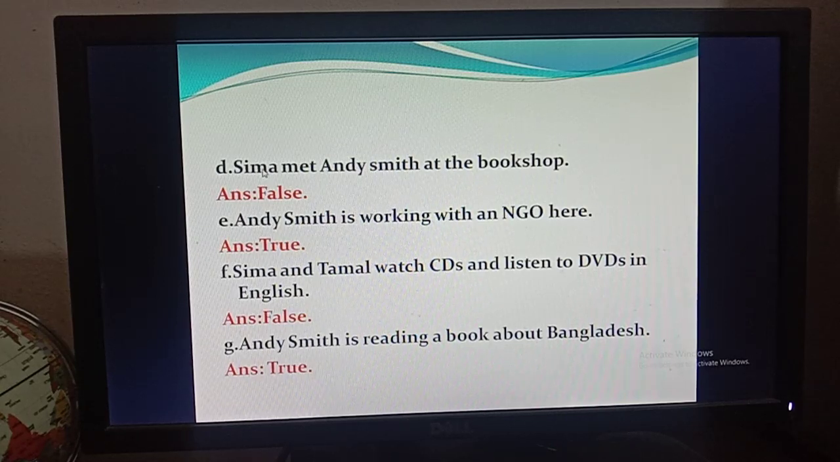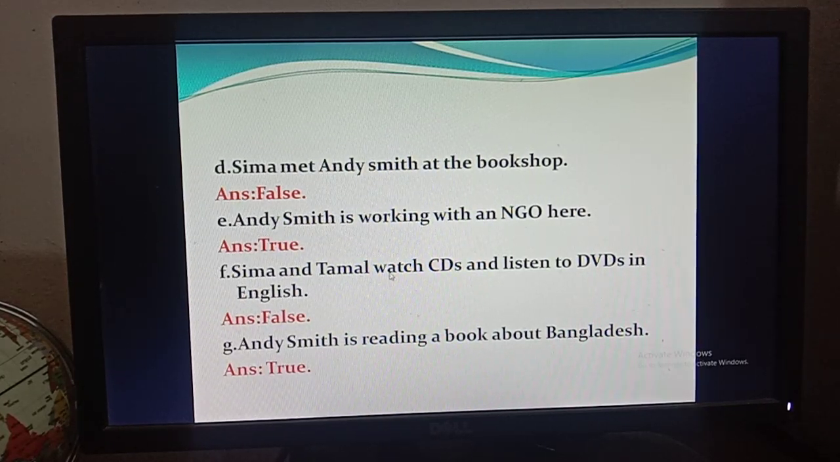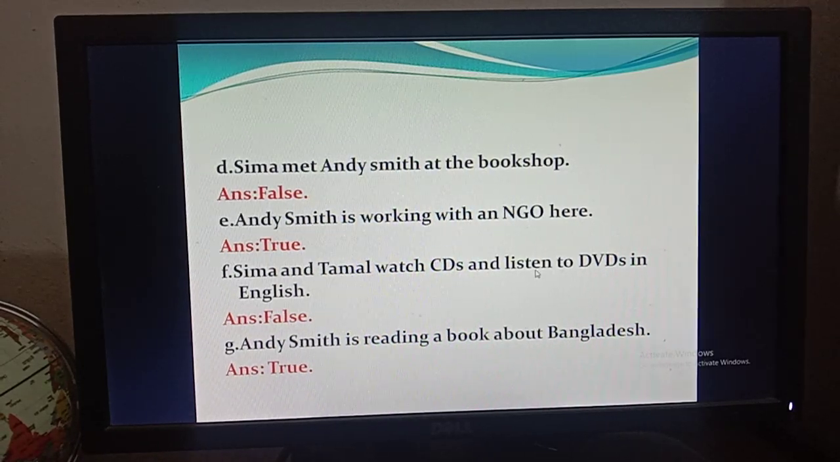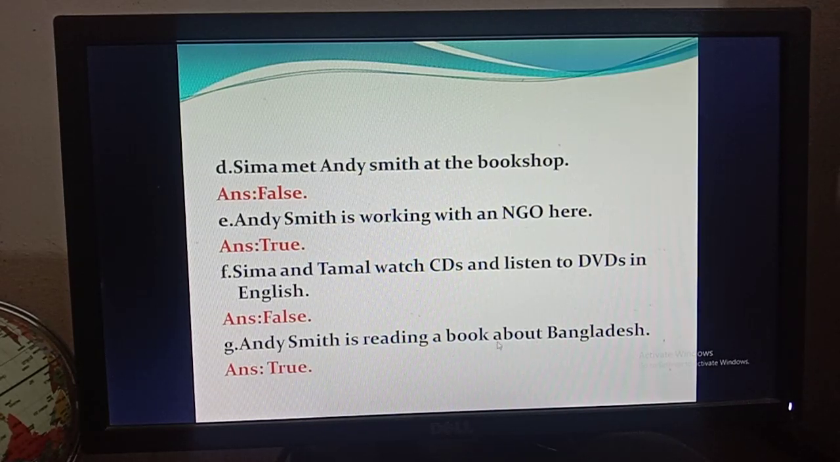Number D, Sima met Andy Smith at the bookshop. That is false because Thomal met Andy Smith at the bookshop. Okay, then number E, Andy Smith is working with an NGO here. This is true. Then number F, Sima and Thomal watch CDs and listen to DVDs in English. This is false because Sima and Thomal listen to CDs and watch DVDs. So if you read the lines carefully, you will be able to know if it is true or if it is false. Okay, the number G, Andy Smith is reading a book about Bangladesh.